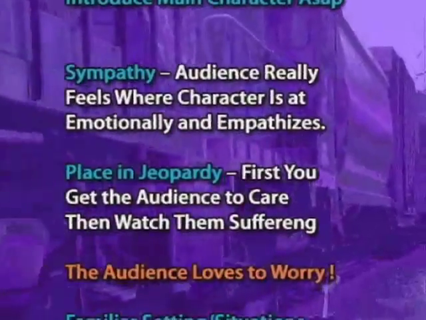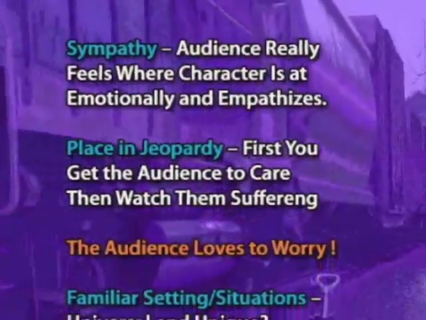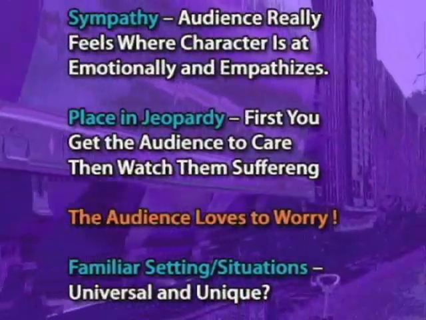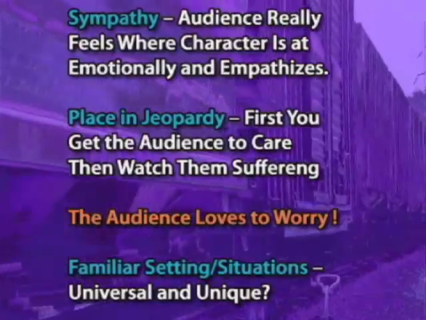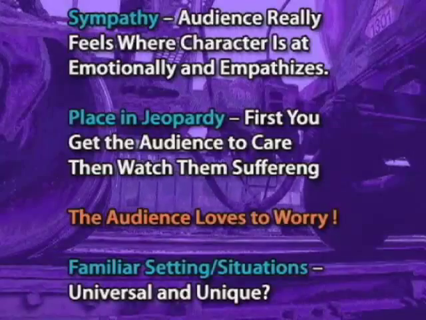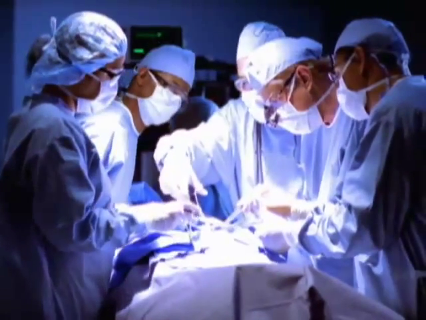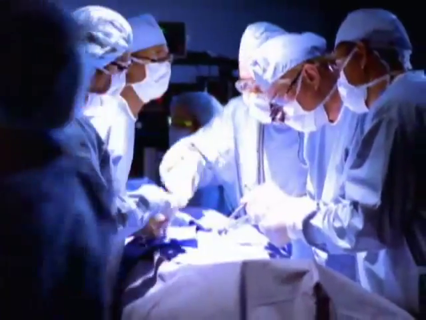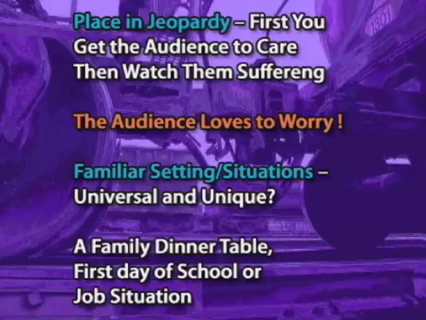People identify with sympathy. And you want to place them in jeopardy. First, you get the audience to care about your characters and identify with them, and then you make them suffer by placing them in emotional, physical, or spiritually dangerous situations. The audience loves to worry about characters if they relate to them. So that basically starts happening in Act 2, but you can place them in jeopardy at the beginning too.